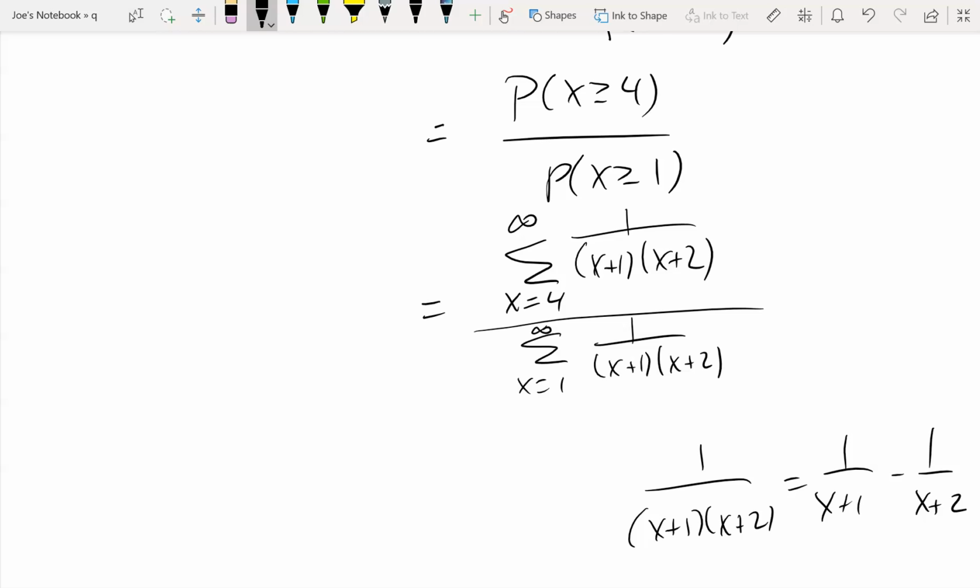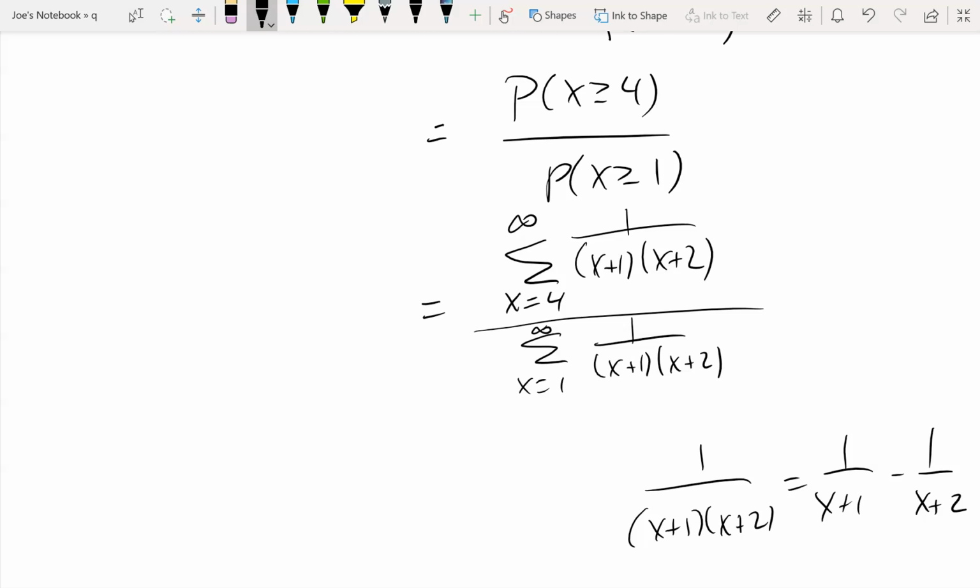So your top will end up being, if you do it this way, a fifth, and your bottom will be a half, because it'll end up telescoping, your middle terms will cancel out. So this would be your direct method, using partial fraction decomposition to get to this point.